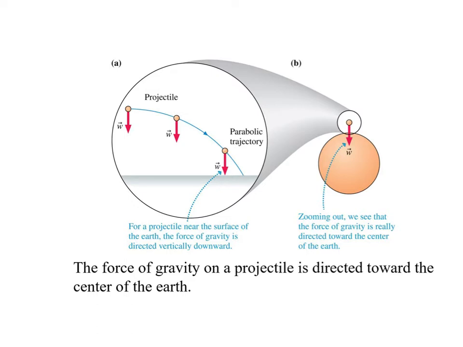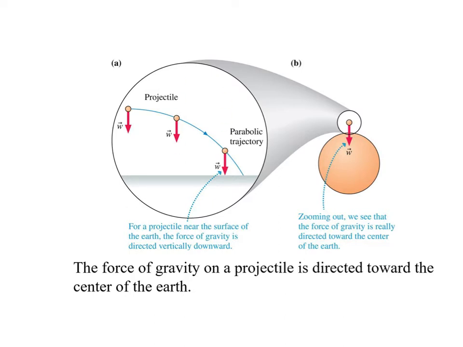Alright, if you're near the surface of the Earth, it looks kind of flat, and the force of gravity is directed vertically downward, which is always true. Downward is always the way that an object falls. It's always the direction of local gravity. But near the surface of the Earth, those lines seem to be parallel. Downward is the same direction.